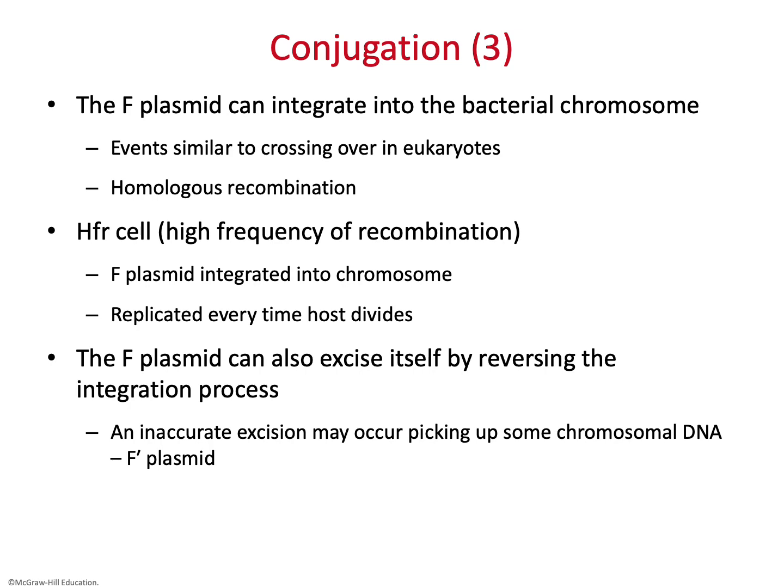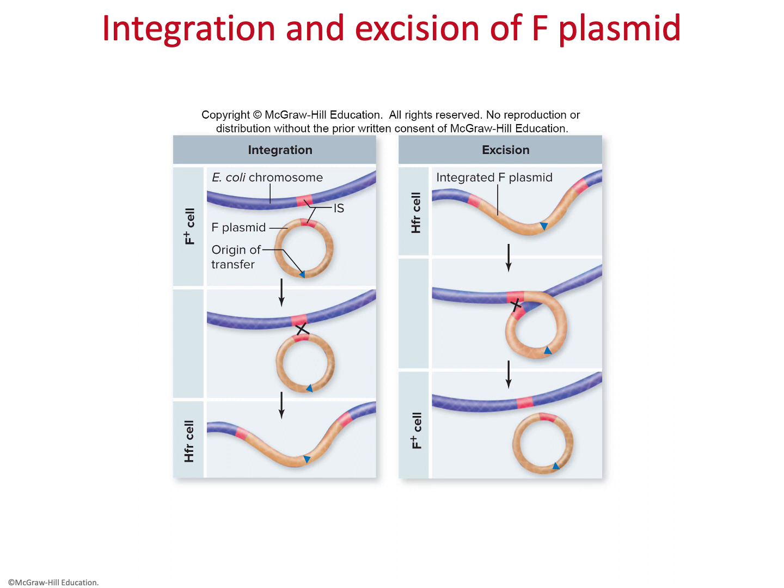between different bacteria. This picture shows the integration and excision of the F plasmid into the bacterial chromosome. In the integration, you can see that the F plus cell, once it gets this plasmid, will find these integration sites which are homologous to each other. They will make complementary base pairing and bind the F plasmid to the chromosome. Then it will become an Hfr cell.